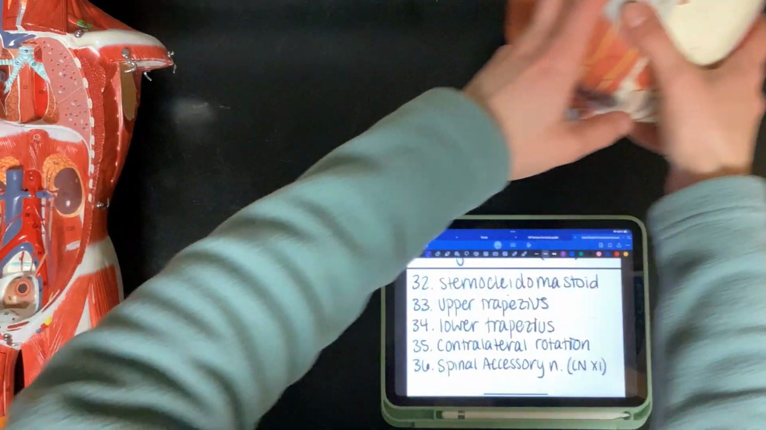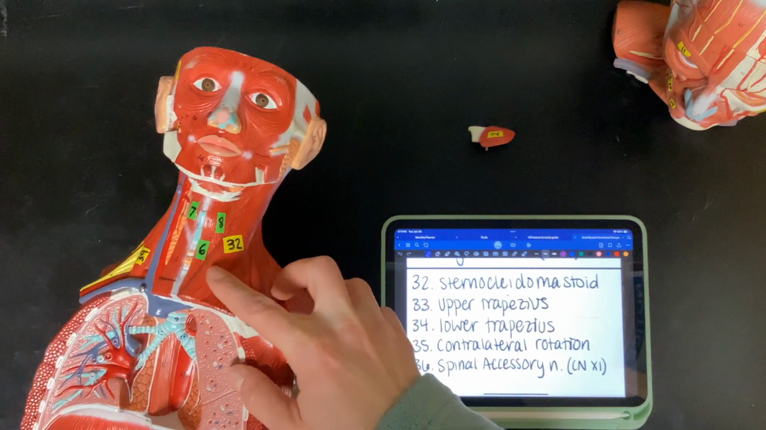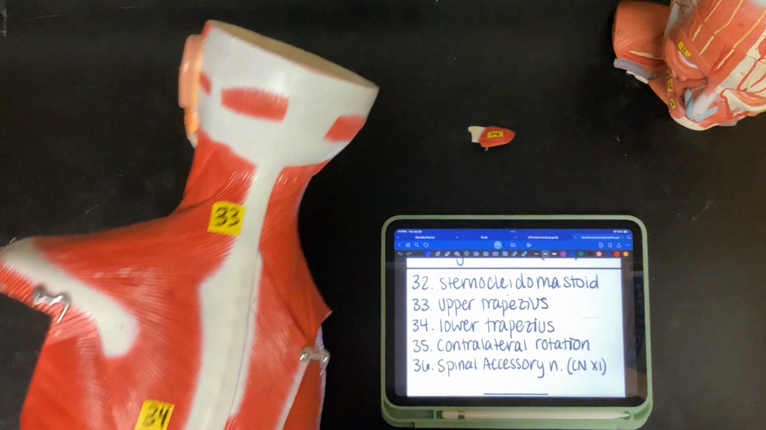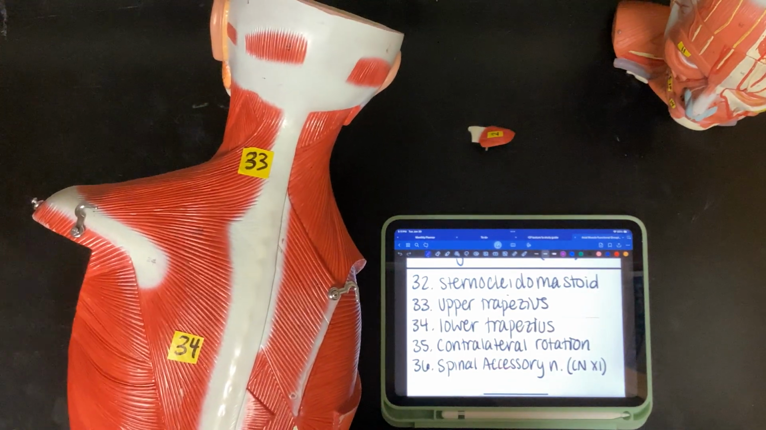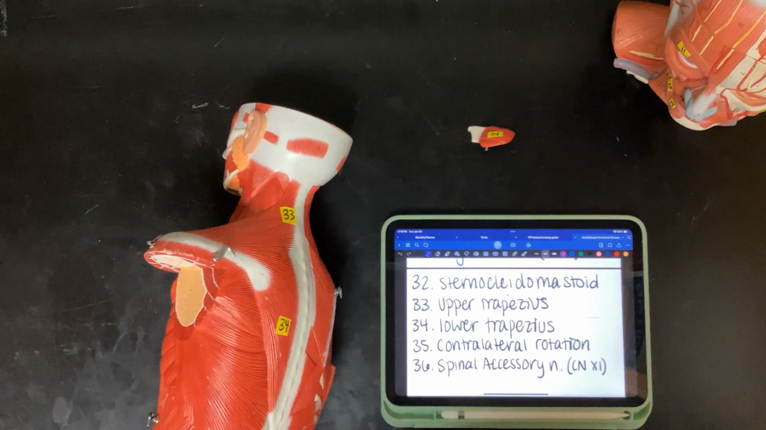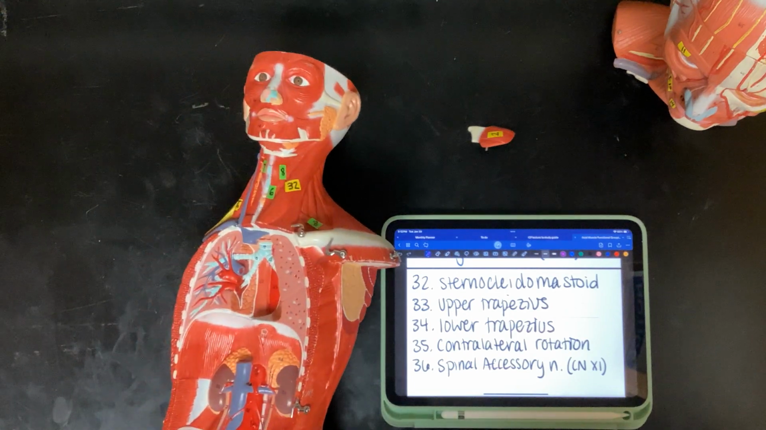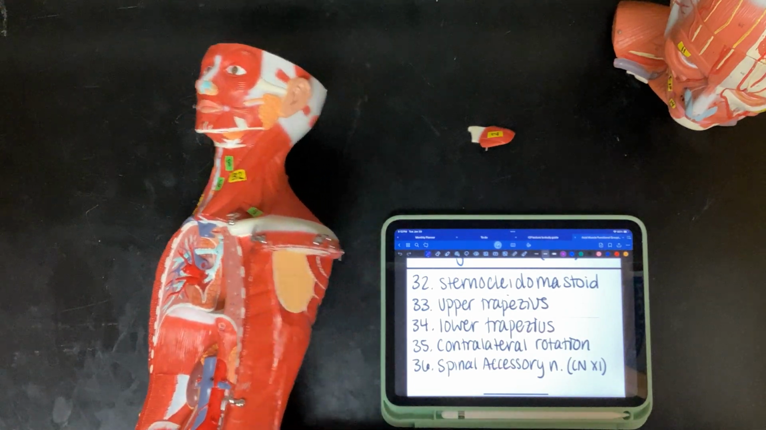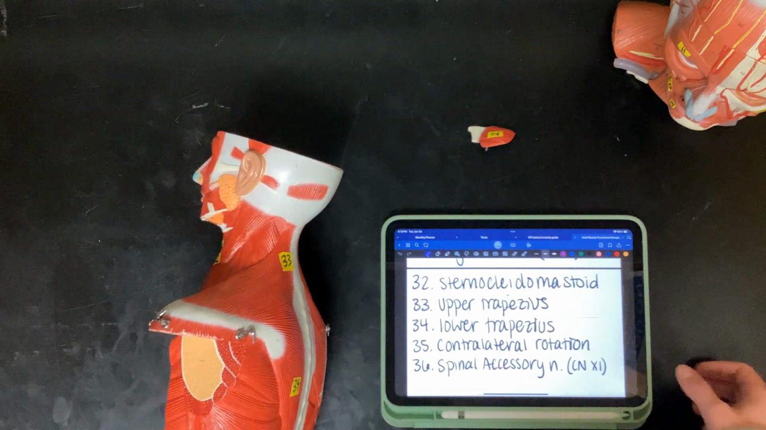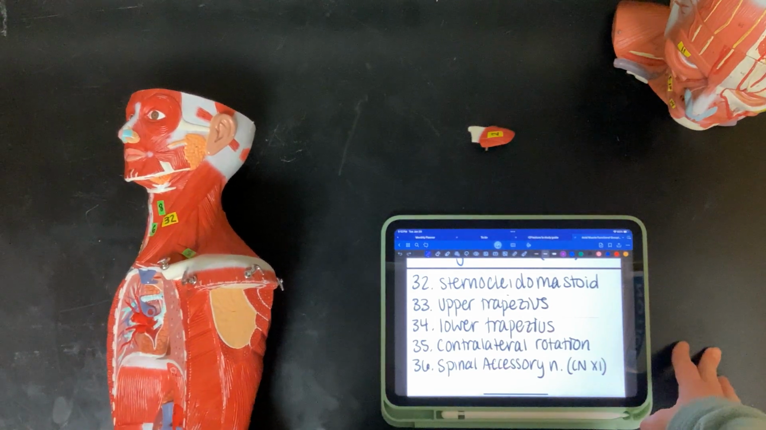Next we have 32, which is the sternocleidomastoid. 33 is your upper trapezius, and 34 is lower trapezius. 33 and 32 both do contralateral rotation of the cervical spine. And they're all innervated by the spinal accessory nerve.